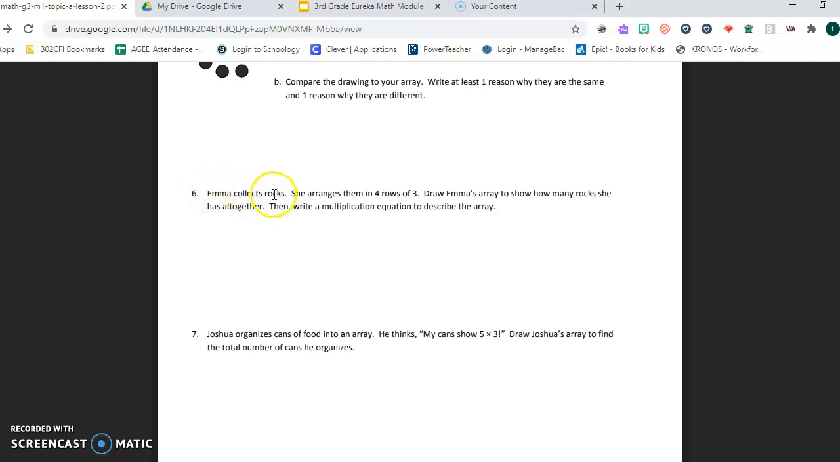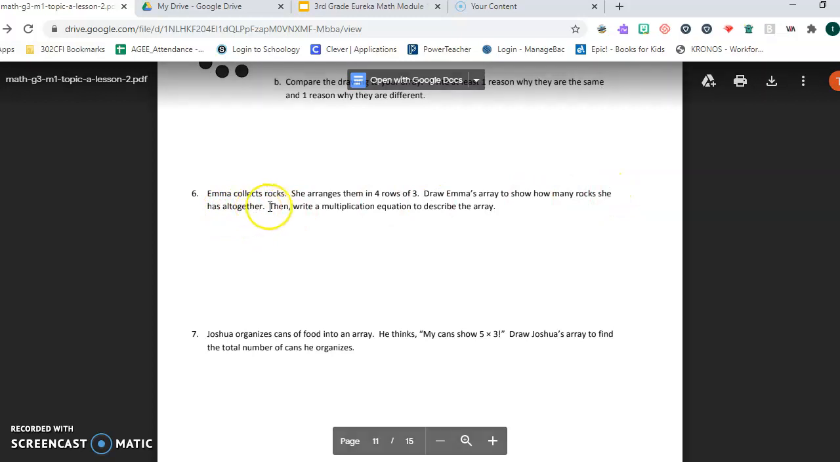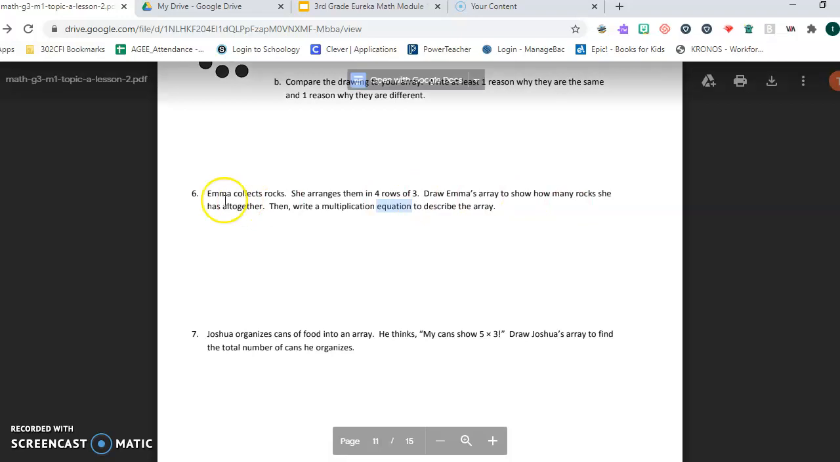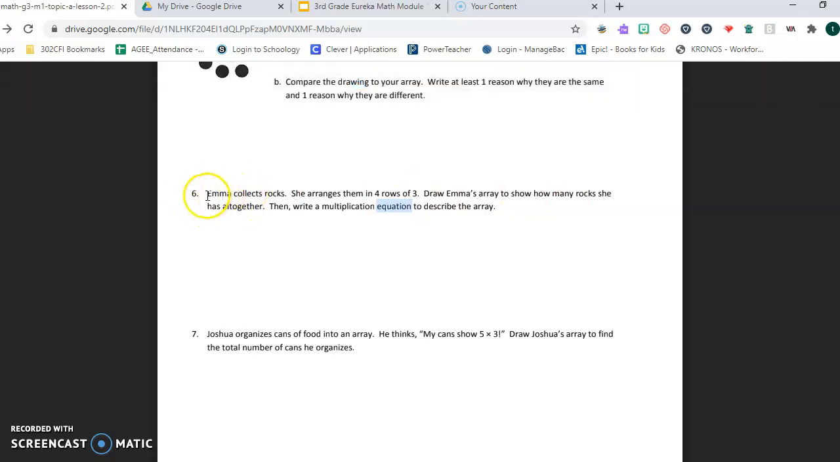Emma collects rocks. She arranges them in 4 rows of 3. Draw Emma's array to show how many rocks she has altogether. Then write a multiplication equation to describe the array. Okay, so now it's asking you for an equation. An equation is where you have both the multiplication statement and the equal sign and the solution to that multiplication statement.